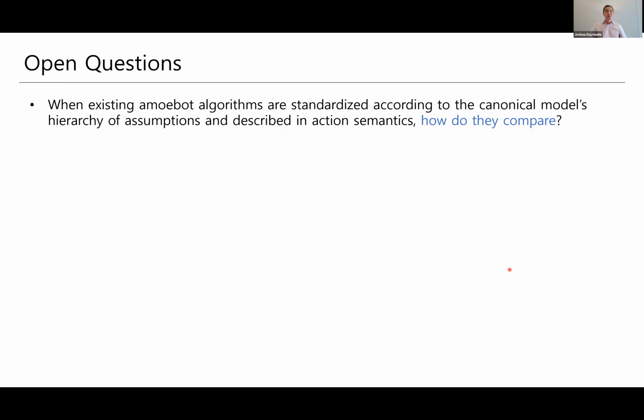All right, so we'll conclude with some open questions. First off, we now have a new model, right? The canonical Amoebot model, and a whole bunch of existing algorithms. So if we were to standardize these existing algorithms according to the hierarchy of assumptions and the action semantics, we can now ask more meaningful questions about how these algorithms compare to one another. In particular, with problems like leader election, where there are many papers coming out that are each claiming to be better than the last in different ways, this kind of comparison within the hierarchy will be very useful for understanding how comparisons actually work.